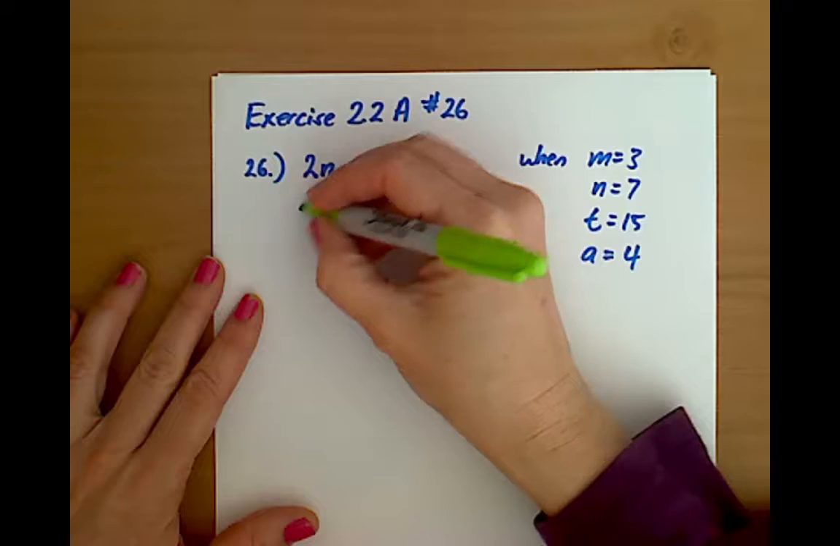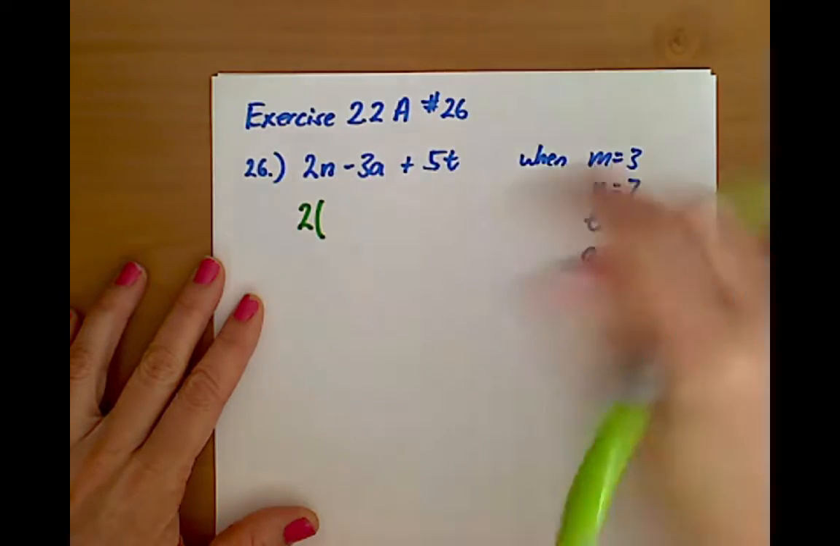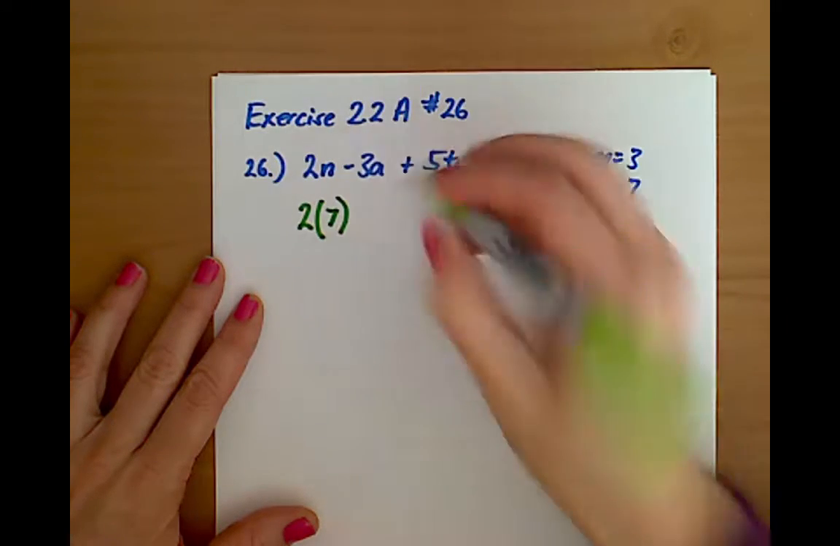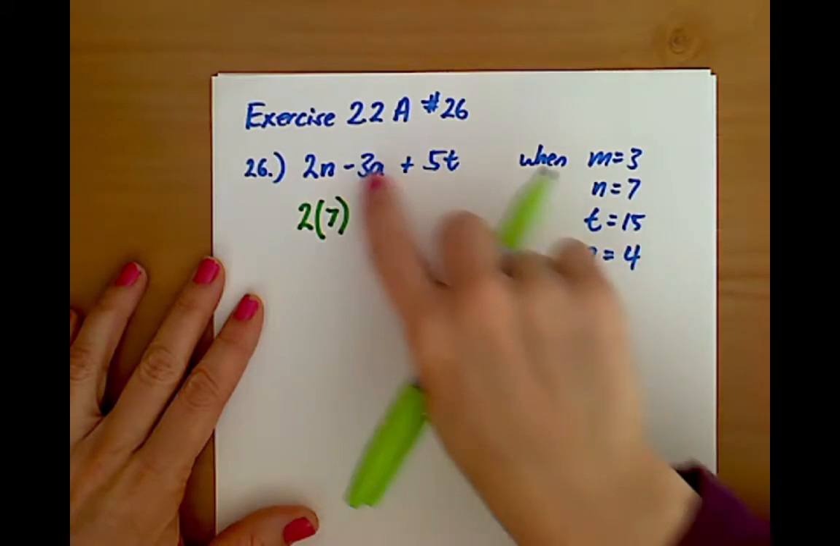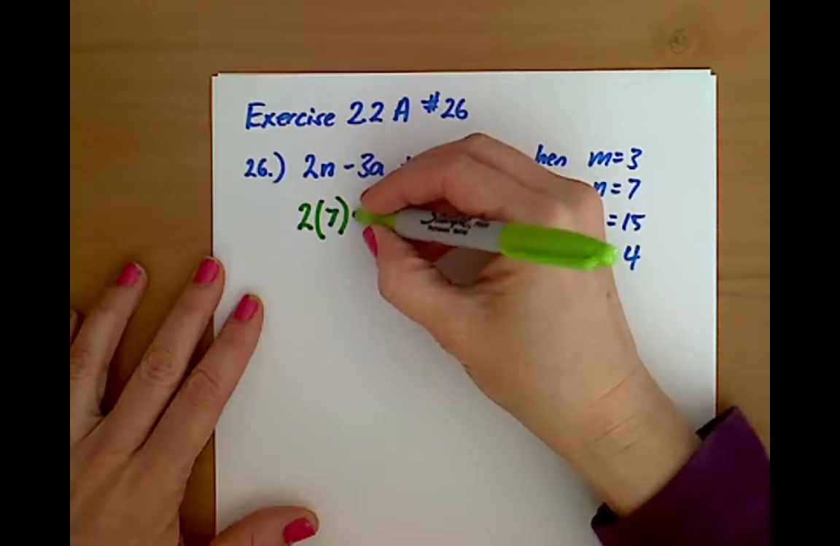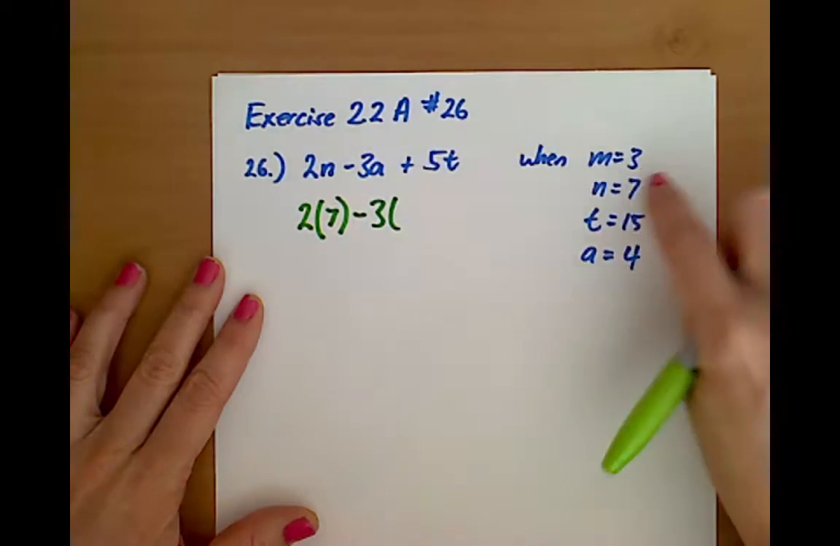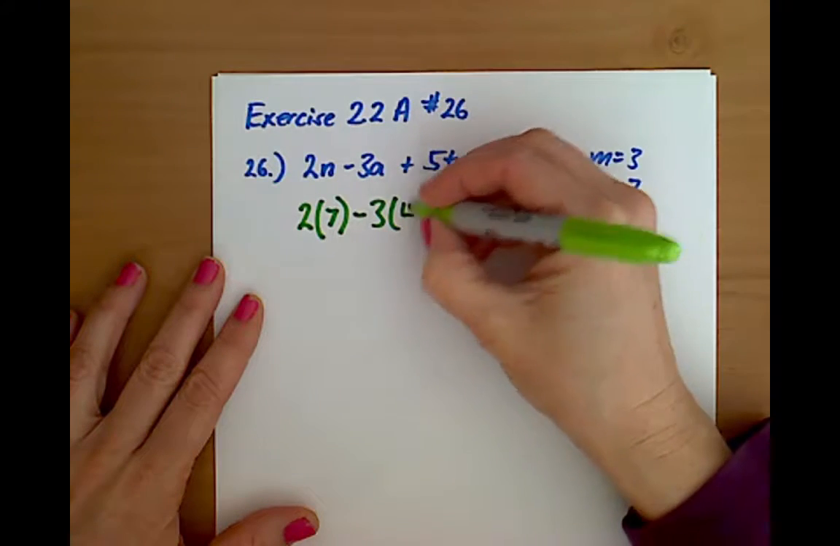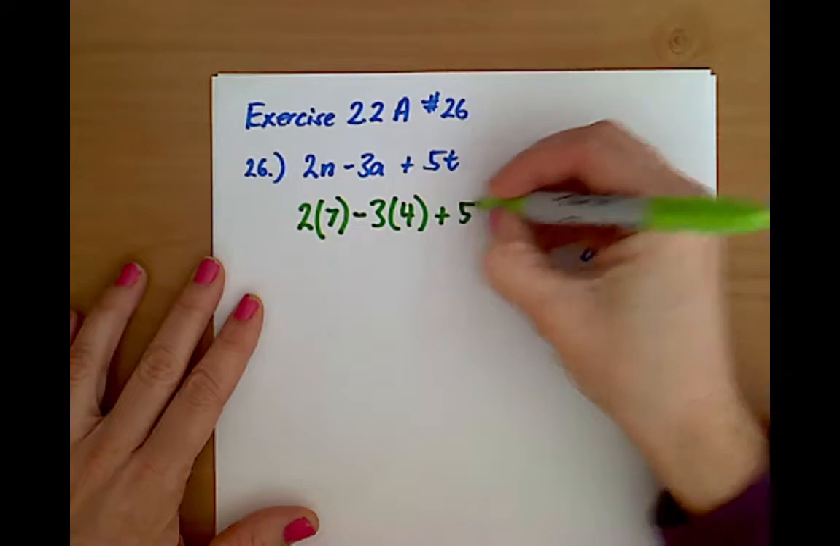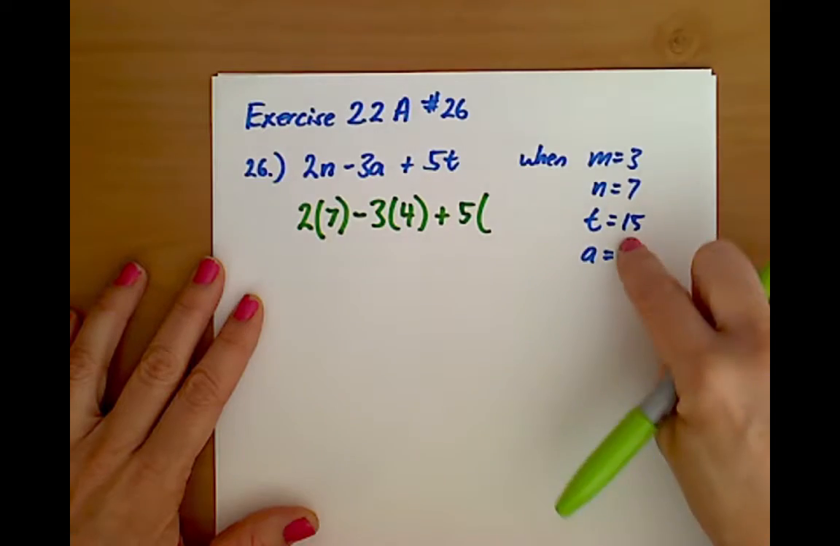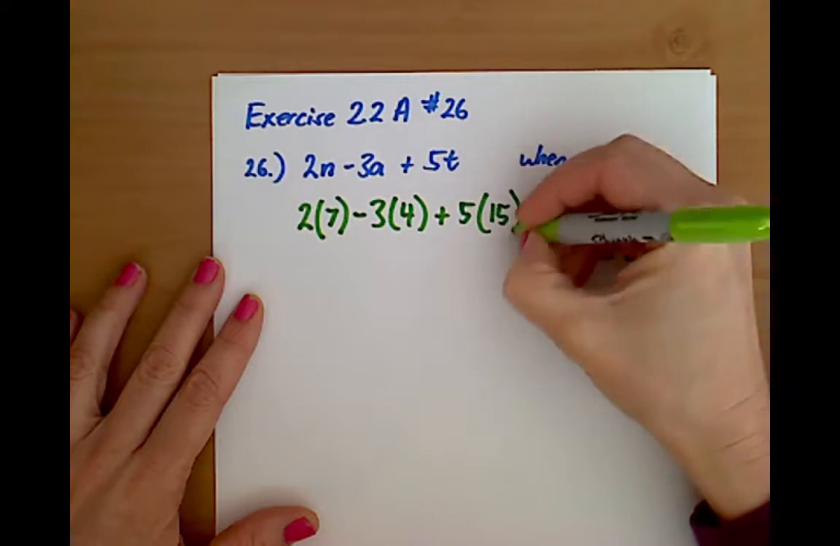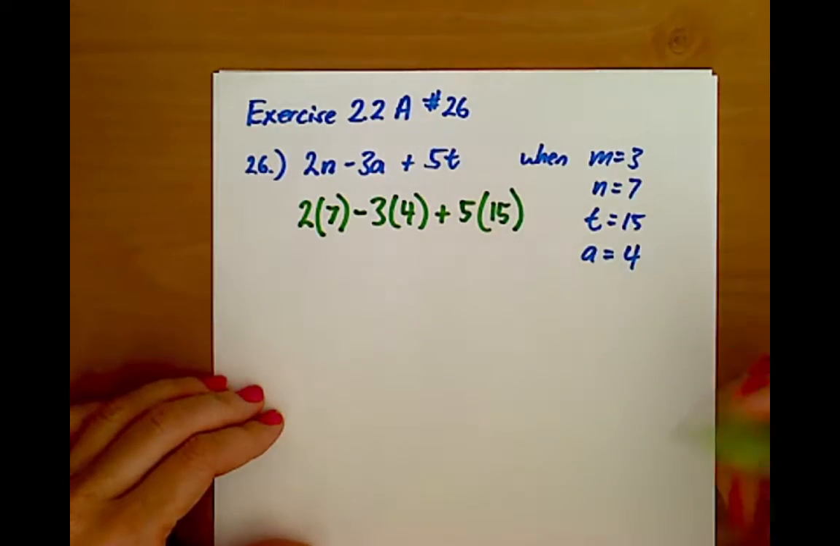So we have 2 times n, which is 7. It's usually just better to rewrite it with the numbers in parentheses, minus 3 times a, which is 4, plus 5 times t, which is 15. There we go. All right, now we're going to follow the order of operations.